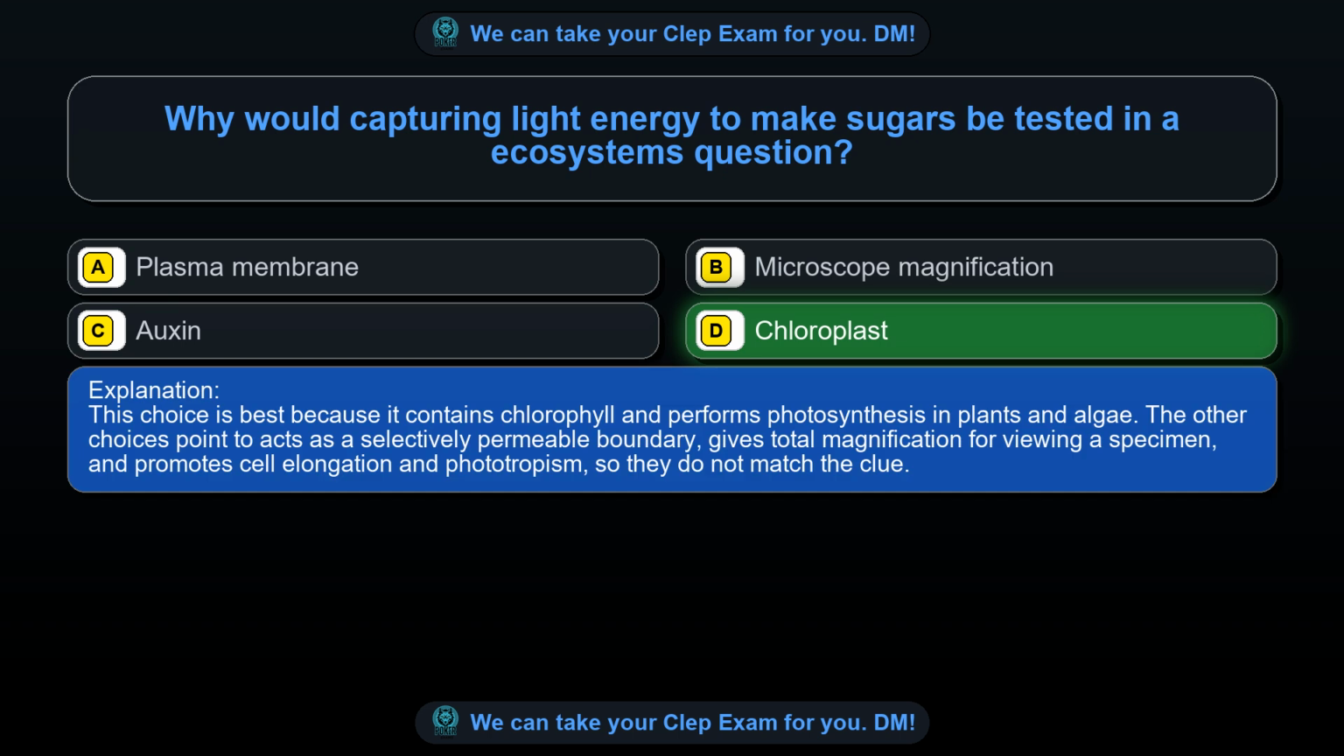This choice is best because it contains chlorophyll and performs photosynthesis in plants and algae. The other choices point to acts as a selectively permeable boundary, gives total magnification for viewing a specimen, and promotes cell elongation and phototropism, so they do not match the clue.